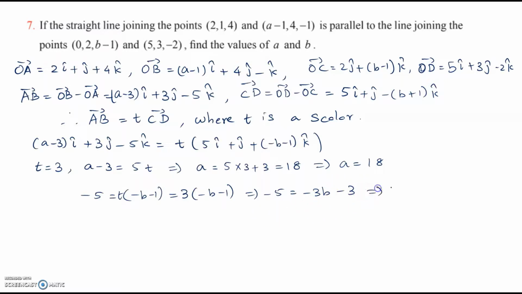So further we can say 3B is equal to 2, or B is equal to 2 by 3. Therefore, A is equal to 18 and B is equal to 2 by 3.